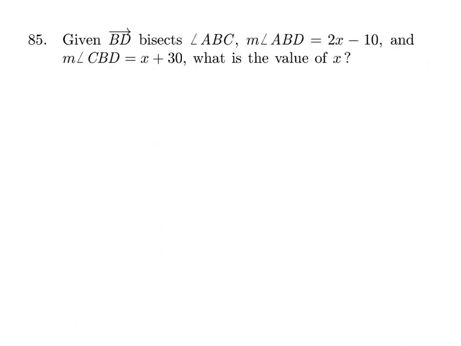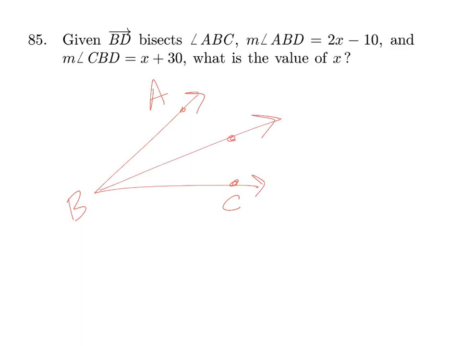Alright, given BD bisects angle ABC, what is the value of x? Alright, so I have angle ABC, and I have ABD, which is 2x minus 10, and CBD, which is x plus 30. It also says that BD bisects the angle, so these are the same.